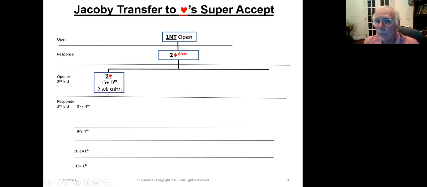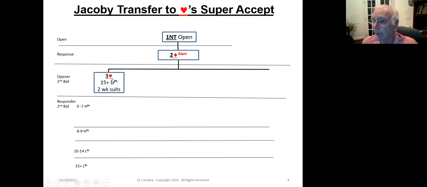All right, if we have 4 plus cards in hearts, we may initiate a super accept. Now, there's one small category where we can't do it. I'll talk about that in the examples. But if we've got 15 plus distribution points and 2 weak suits, if we only have 1 and have a minimum 15 points, we won't be able to do the super accept. We'll just do a normal accept and go from there. Okay, we can jump to 3 hearts.